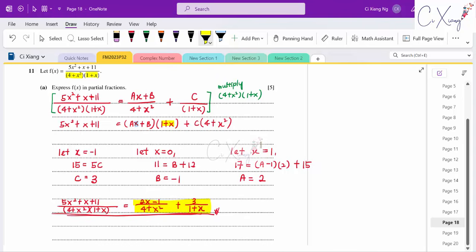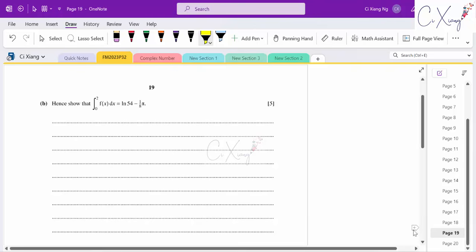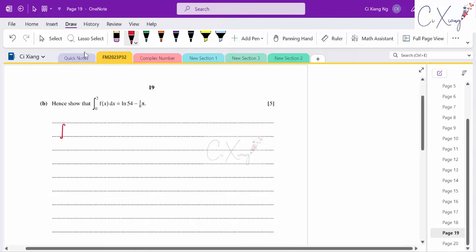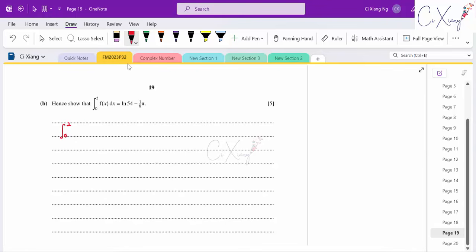Okay, then now let us proceed to part number b. For part number b, they want us to show that the integration for this function should be equals to this value. Okay, alright, so for part a, since they ask us to separate the function fx and become the partial fraction, therefore, if I want to integrate this function, I will use the result in part A, where I will straight away put in the partial fraction that I get just now. So I'm having 2x minus 1 divided by 4 plus x squared, and also 3 divided by 1 plus x.